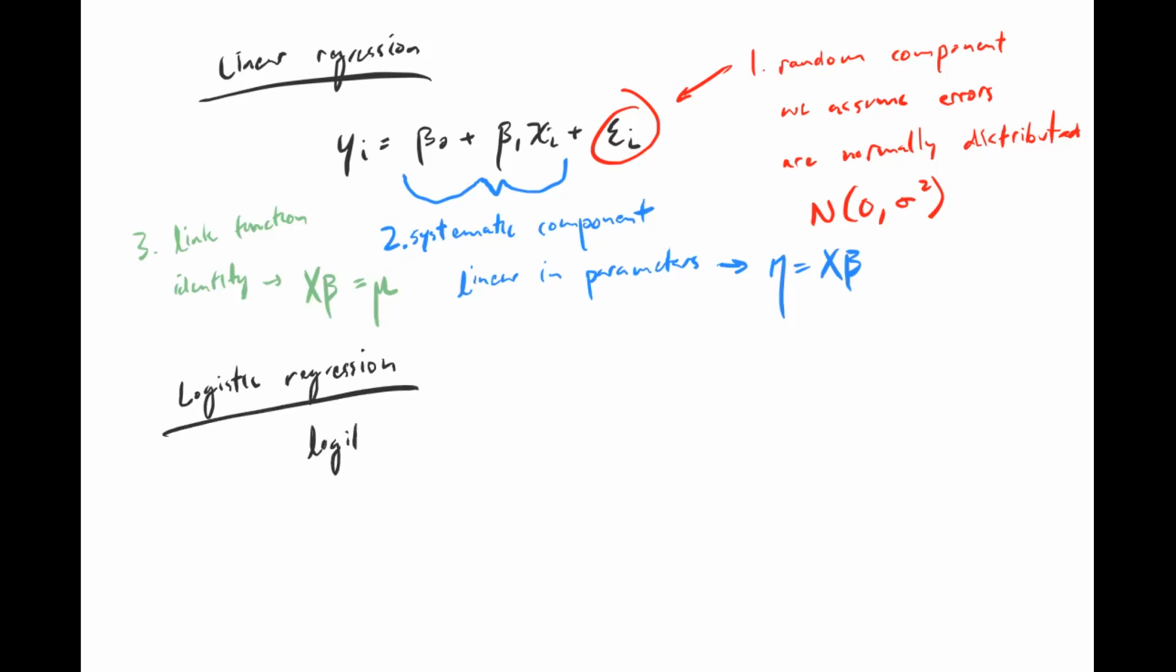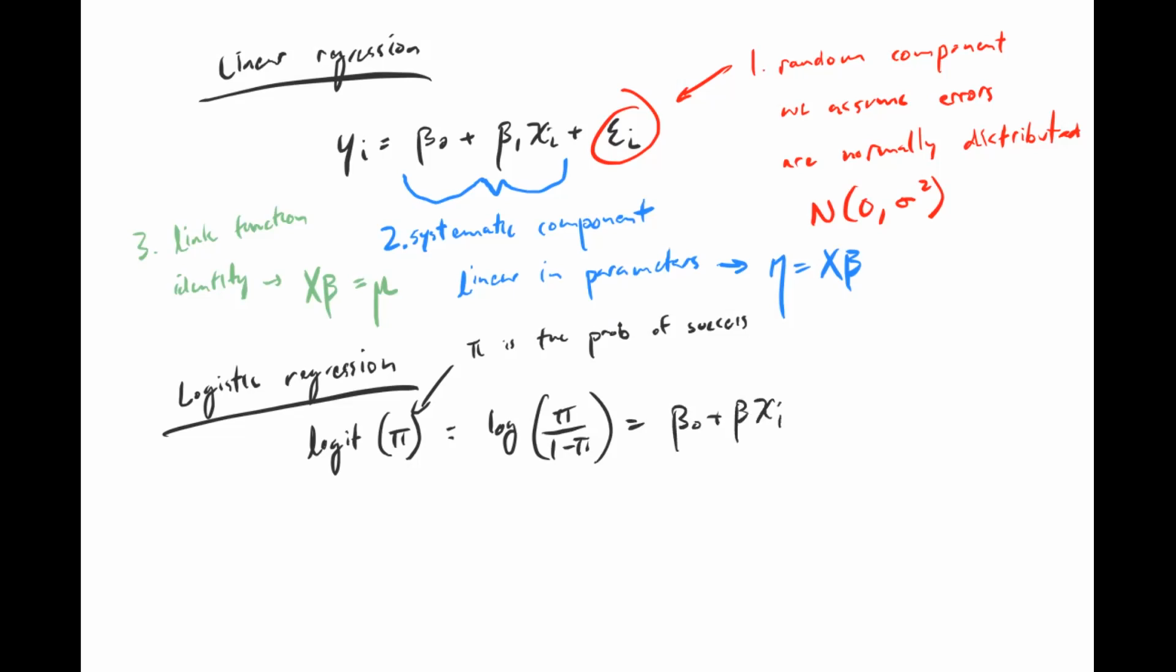And you'll have a logit pi, where pi is the probability of success, associated with a 1 and 0 in your y. So you'll have log pi over 1 minus pi is equal to beta 0 plus beta xi. Okay, check the notes if this isn't immediately clear what's going on here. But let's talk about the components again.